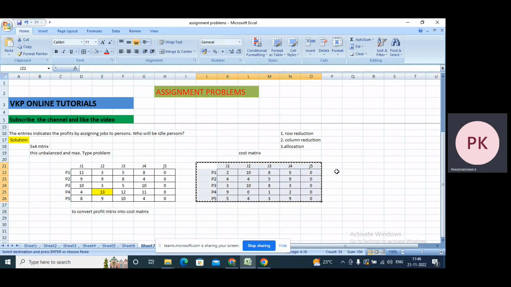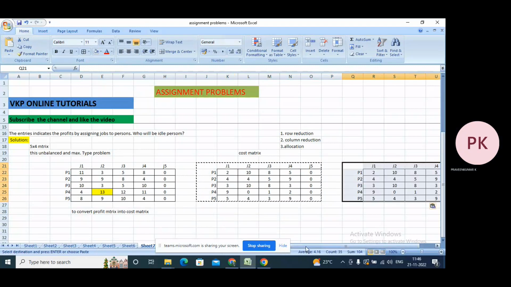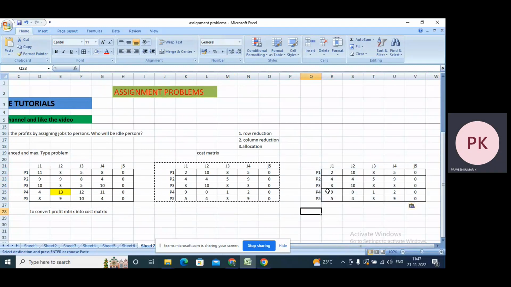Let us see row reduction. In this case, the minimum element in the first row is 0. So 2 minus 0 is 2, 10 minus 0 is 10, this is 8, this is 5, this is 0.